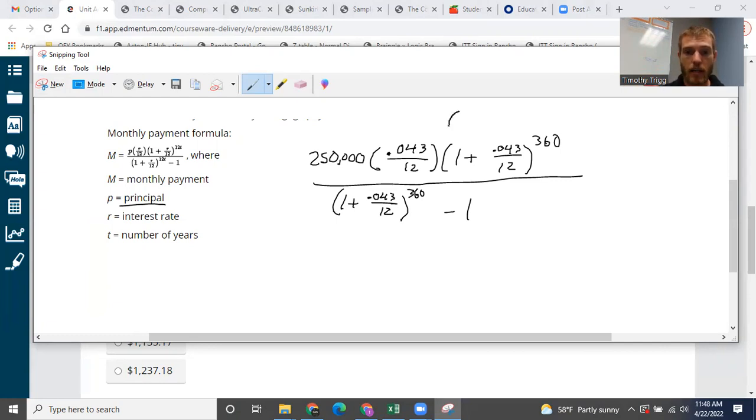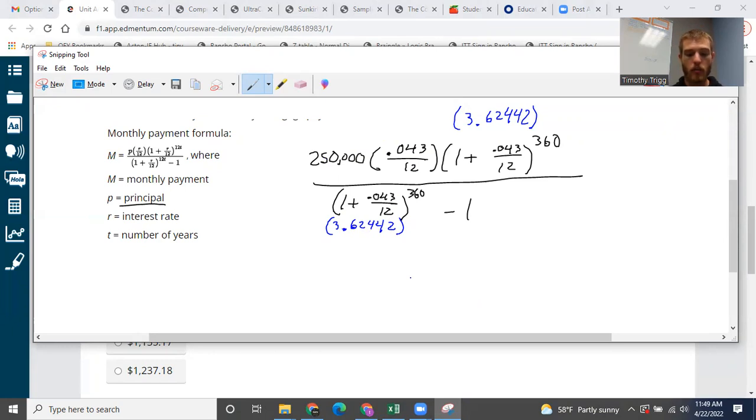So this value here is 3 point, and I'm going to go quite a few decimal places because we're dealing with large numbers. 3.62442, because after that's a 9, it rounds up. This number in the denominator is actually the same, because it has the same thing. So this is going to be the same thing, 3.624442. On the numerator, we're going to multiply this all out together: 250,000 times 0.043 divided by 12 times this, then divided by what's down here.